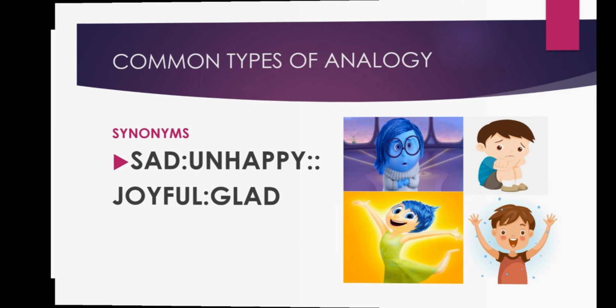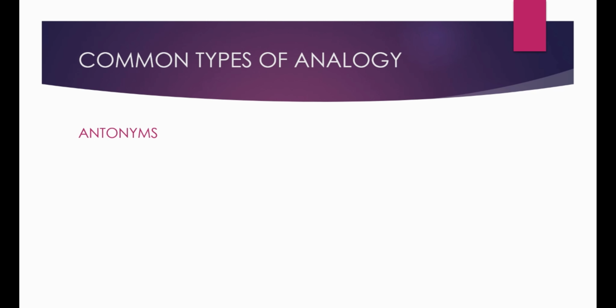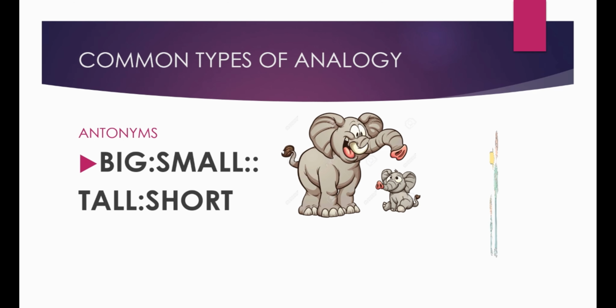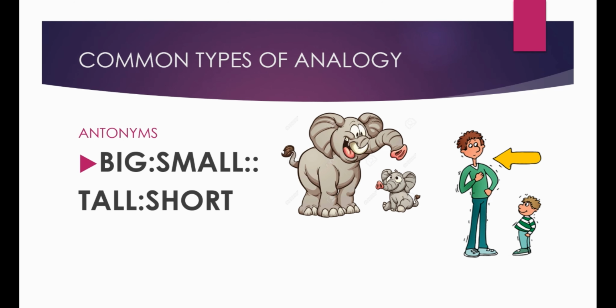The next type is antonyms. This time, they are the opposite meaning of the words. Like when you say, big is to small, as tall is to short. This example shows the opposite meaning of each other. Thus, that is their analogy.